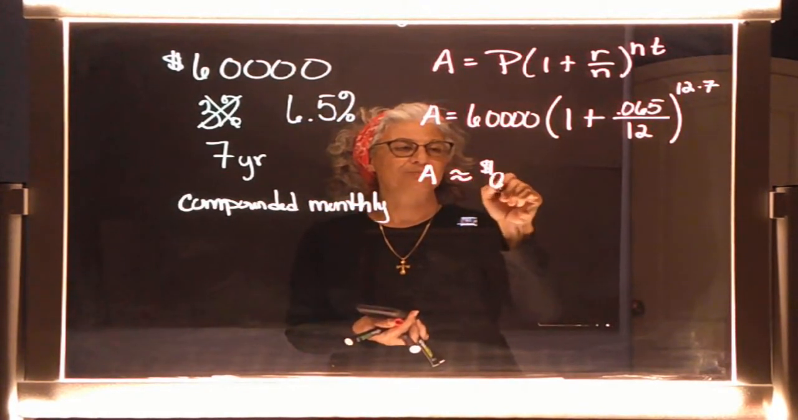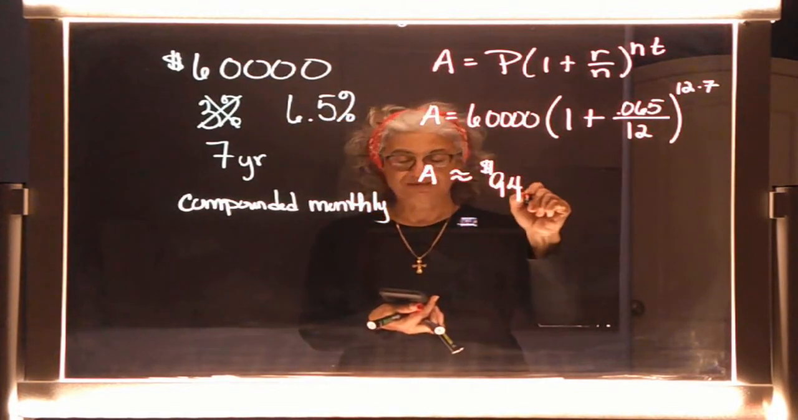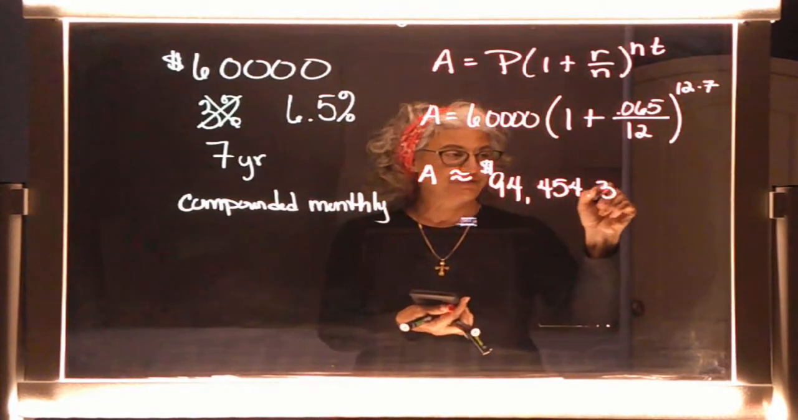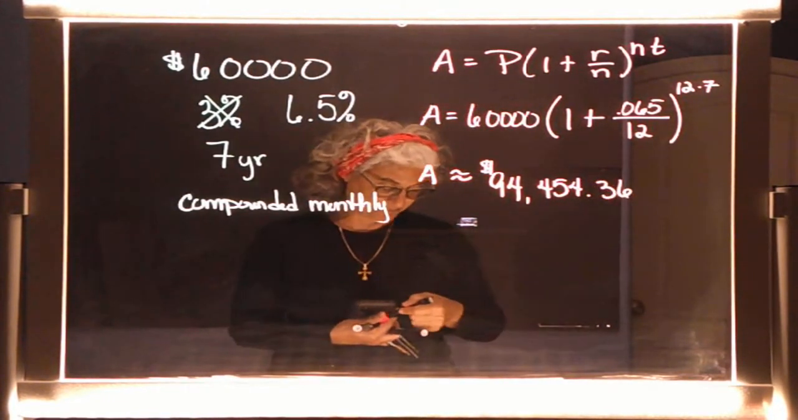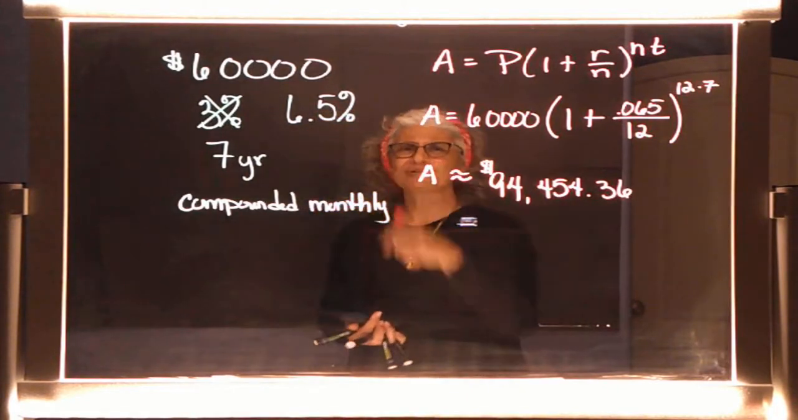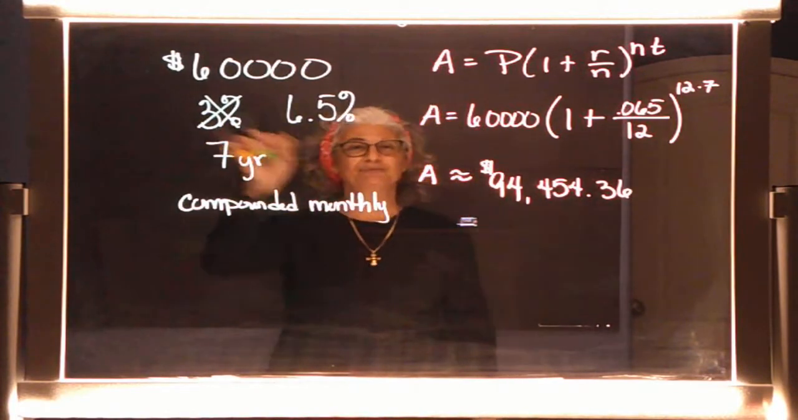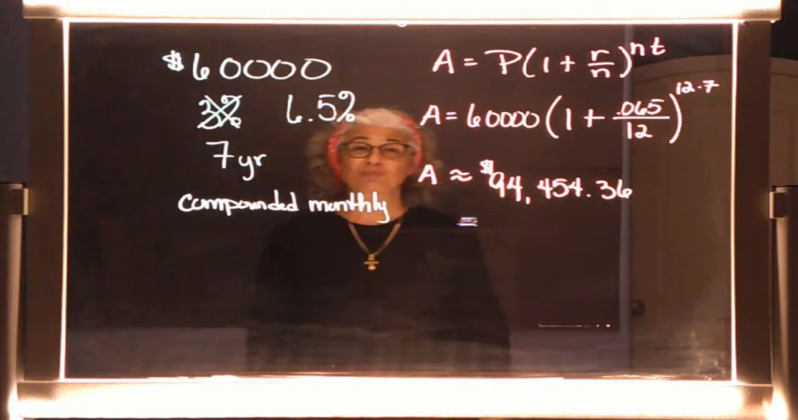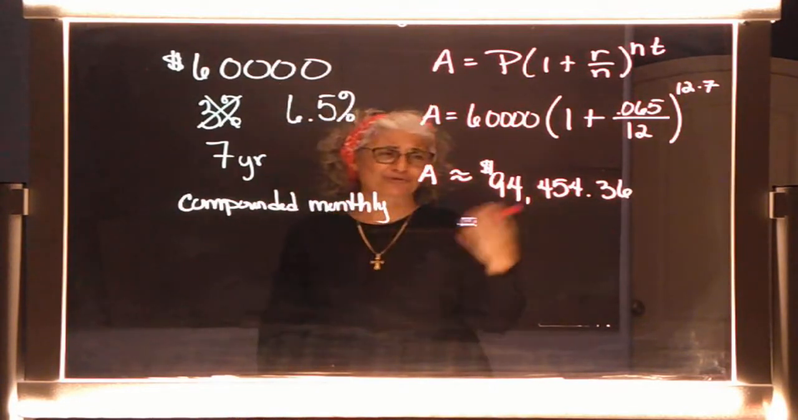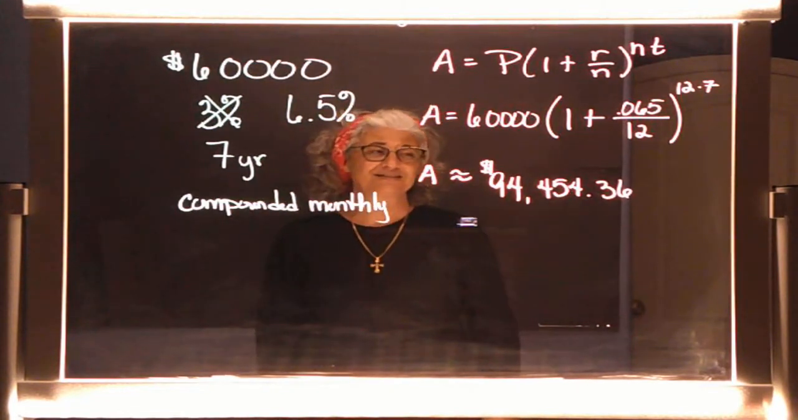So I ended up with this car at the end of 7 years costing you $94,454.36. That's a lot of money. That's $34,000 more than what the price of the car was, right? That's like half another car. $34,000 is just a little over half another car, right?